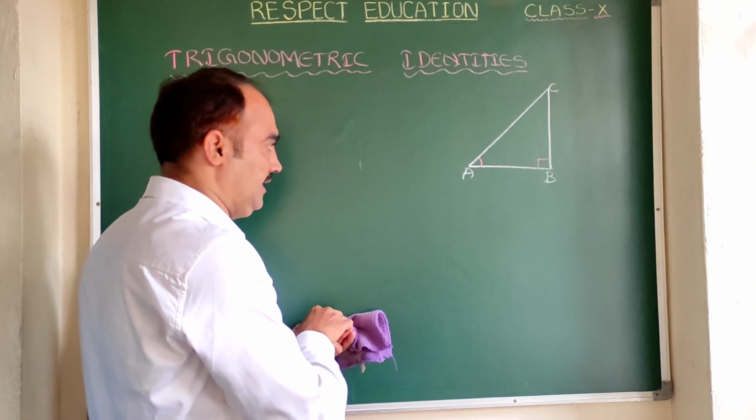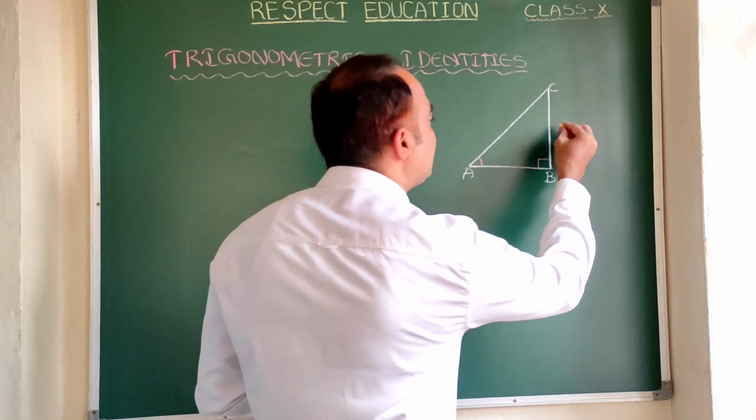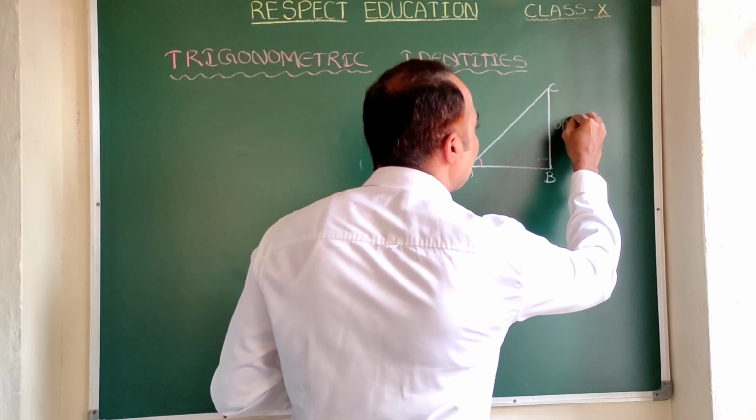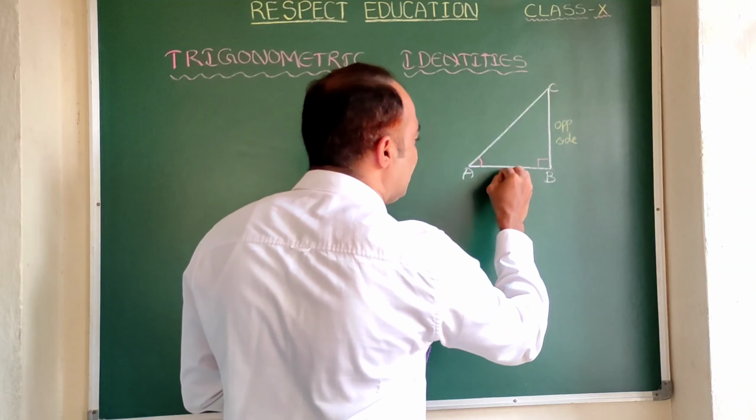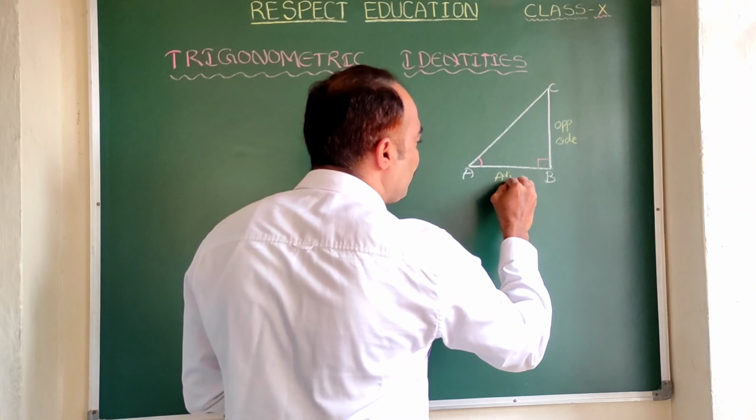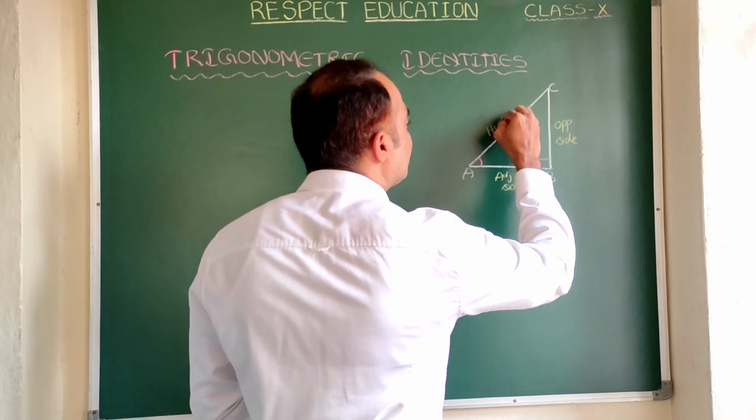If we take angle A, then what is the opposite side for angle A? BC. BC is the opposite side. And the adjacent side is AB. AB is the adjacent side. And the hypotenuse is AC. AC is the hypotenuse.